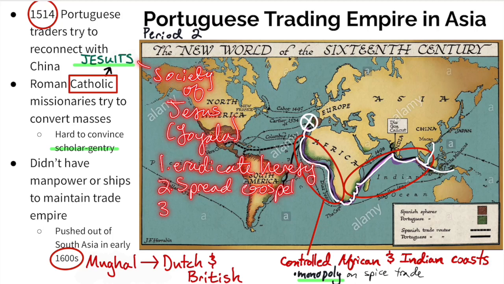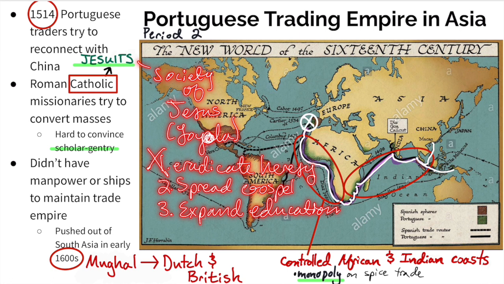So with those 3 goals, they have to try to get China to like them. Well, they can't go in with number 1, eradicate heresy, because China would squash them. They can go in, however, with spreading the gospel and spreading education. And so the Chinese are going to respect the Jesuits because that respect goes 2 ways.